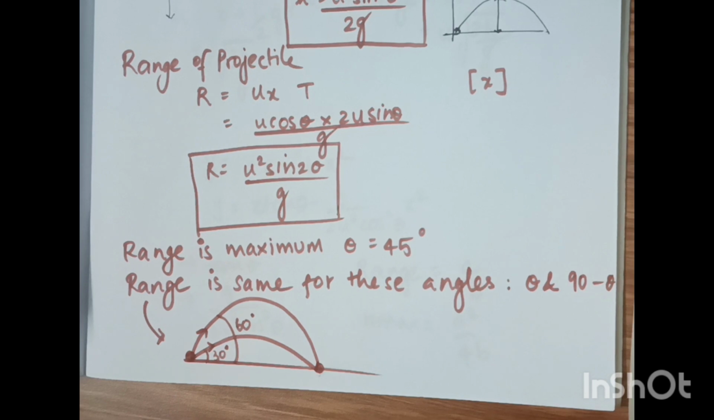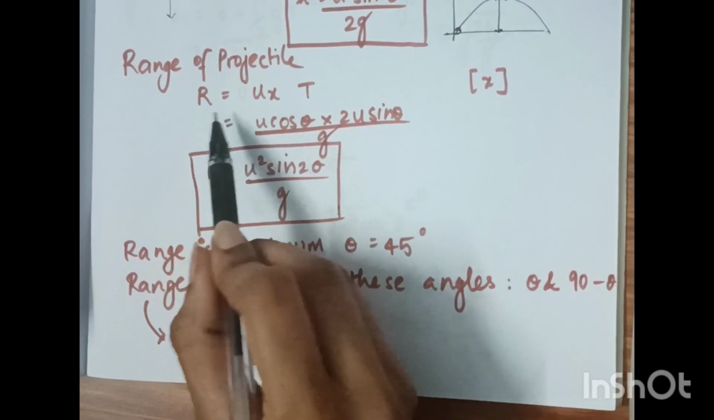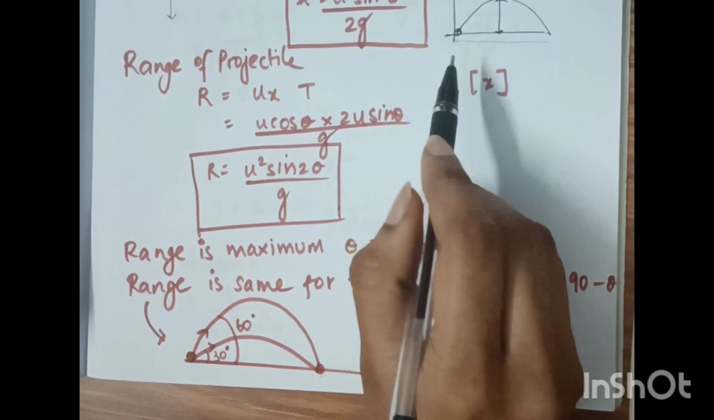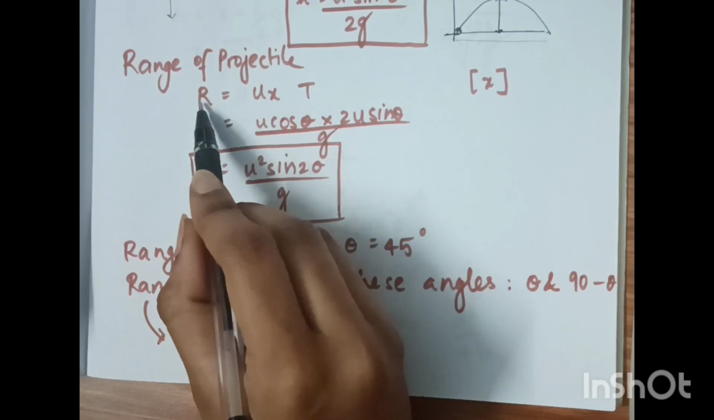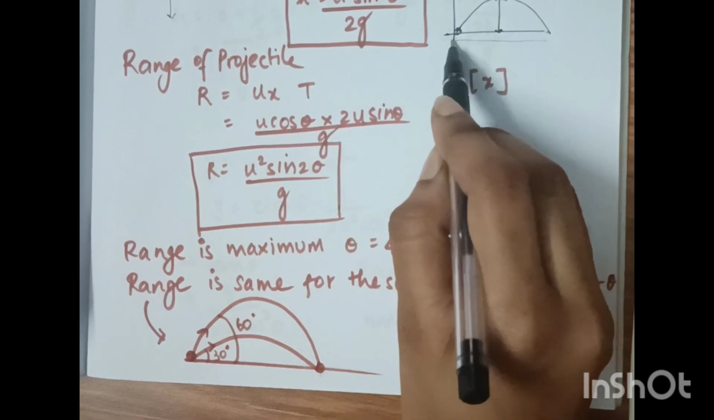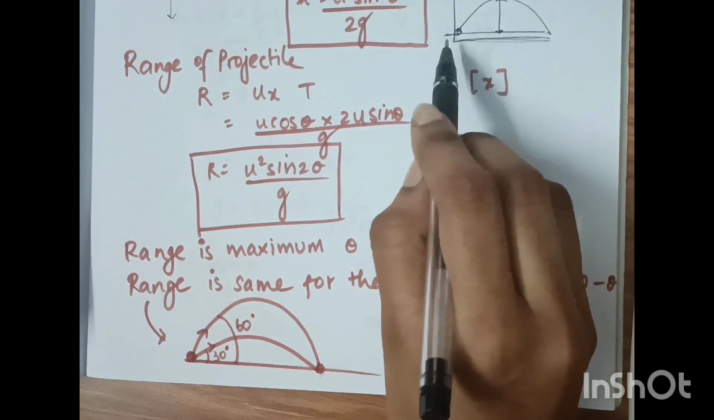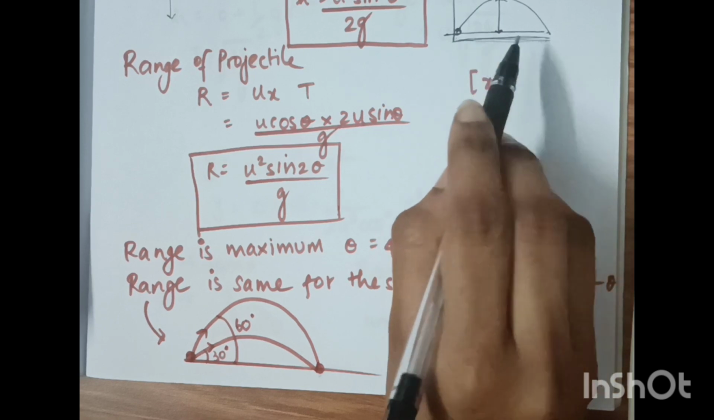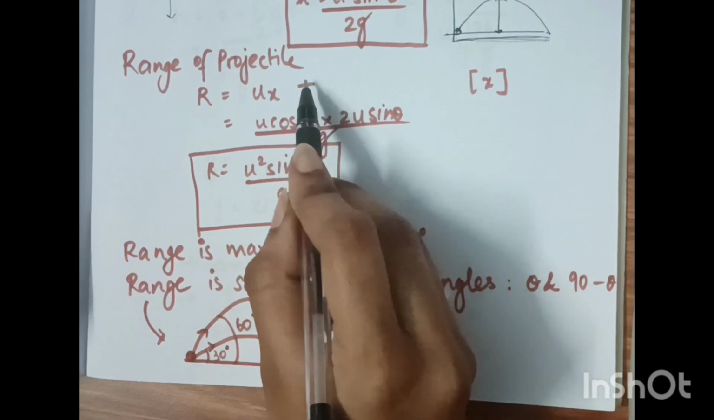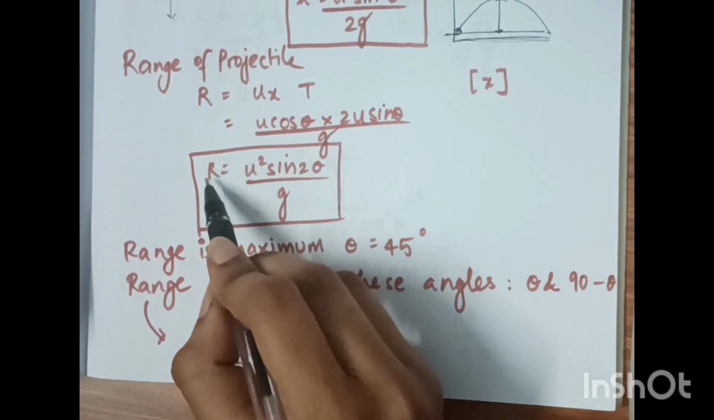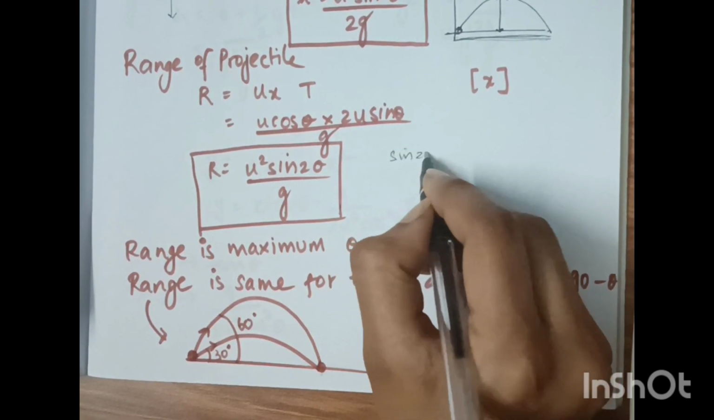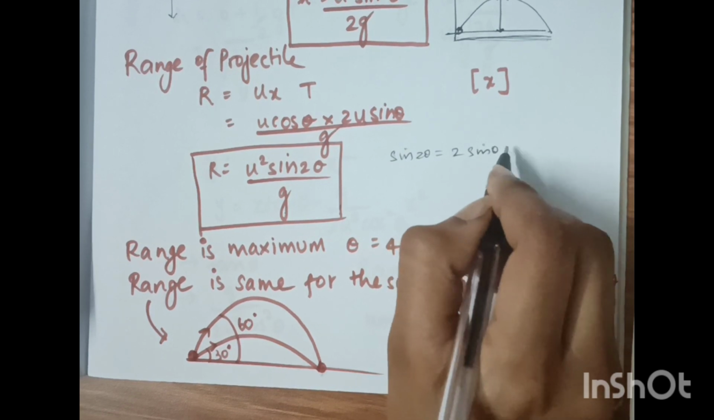Next, how to find the range of the projectile? Range is nothing but the horizontal distance travelled by the projectile. We know in the horizontal direction there was no acceleration, so it is just R equals ut. What is u? The distance is in the horizontal direction, so we have to take the horizontal component of velocity, that is ux into time. ux is u cos theta, and time is 2 u sin theta by g. So range is u square sin 2 theta by g, because sin 2 theta equals 2 sin theta cos theta.